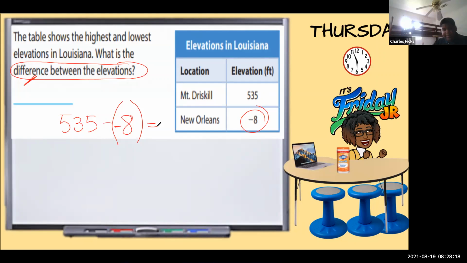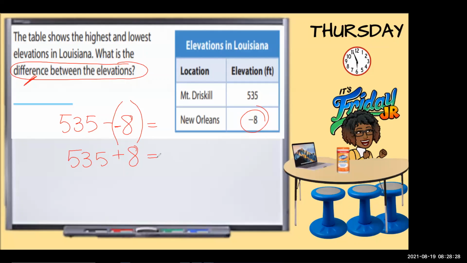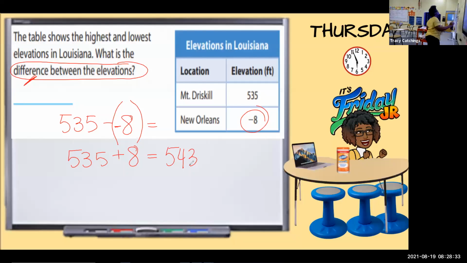535 plus 8. Good job, Charles. Now that looks like some things that we can do. Someone tell us what 535 plus 8 is. 543. 543. What did they count by? Feet. They gave us units, so we're going to add the units to it.